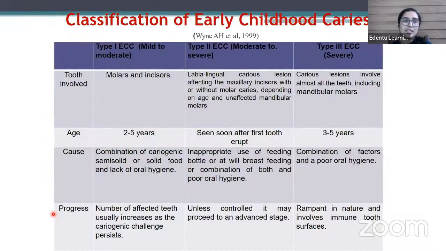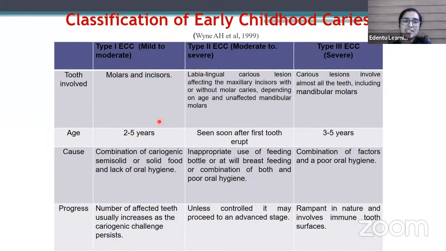Yeah, so this is something that you can take a screenshot of, because it is important. The classification of early childhood caries as given by Wyne et al. in 1999. Basically we have type 1 ECC, with mild to moderate lesions, type 2 ECC, with moderate to severe lesions, and type 3, which is severe ECC. So let's start with the teeth involved in type 1 ECC, that is the molars and the incisors.